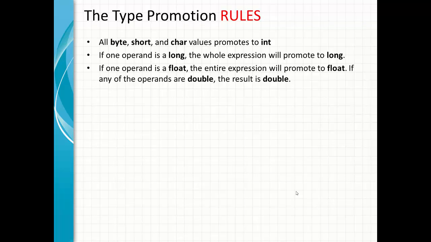Promotion rules. All byte, short, and char values promote to int automatically. If one operand is long, the whole expression will promote to long. We've seen that one was byte, one was int, so the whole was promoted to int. If one operand is float, the entire expression will promote to float. If any of the operands are double, the result is double.